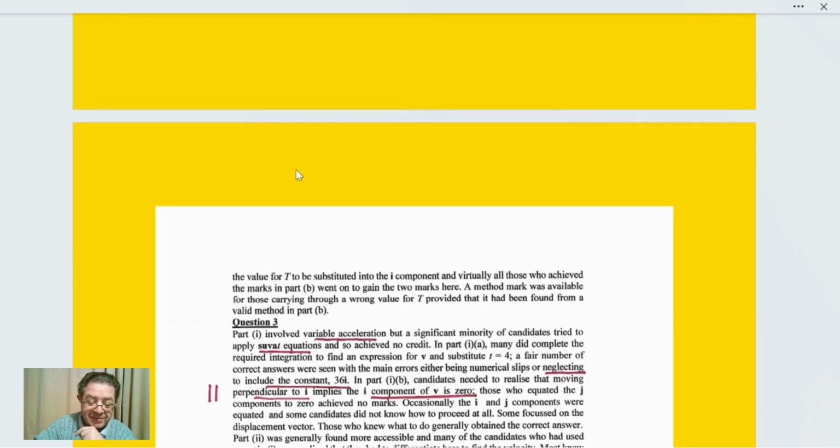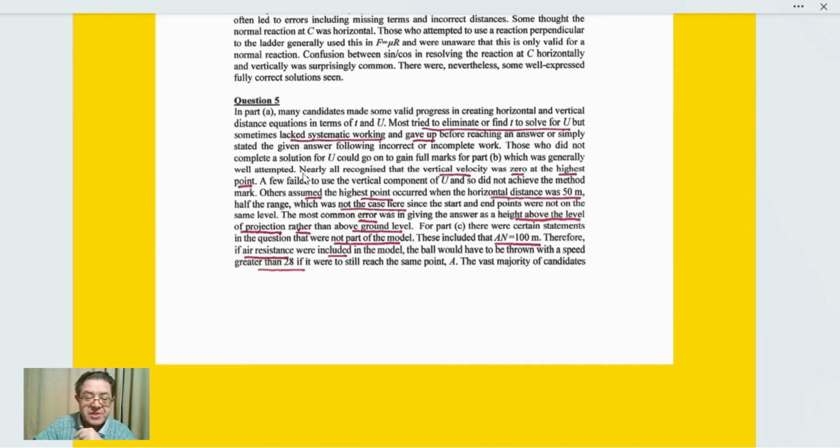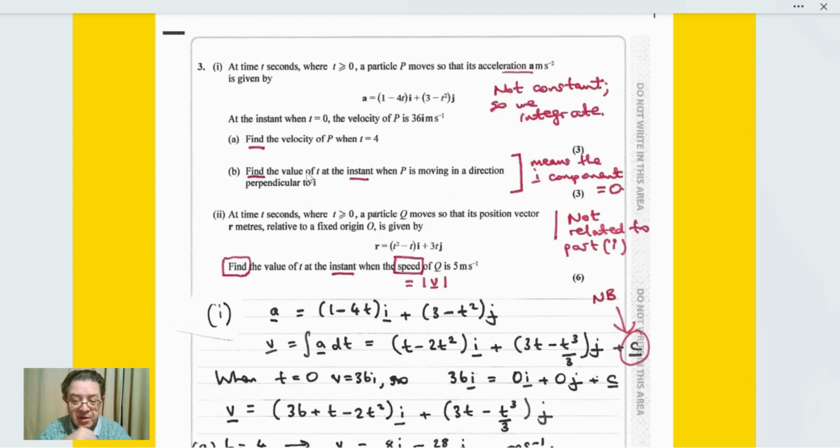I think that's enough for question 2. Let's have a look at question 3. So question 3 is the case where we have acceleration which is not constant. So we do not use the equations of constant acceleration. A common mistake would be to use those equations where they're not valid.